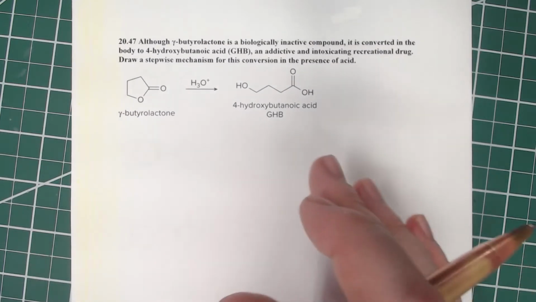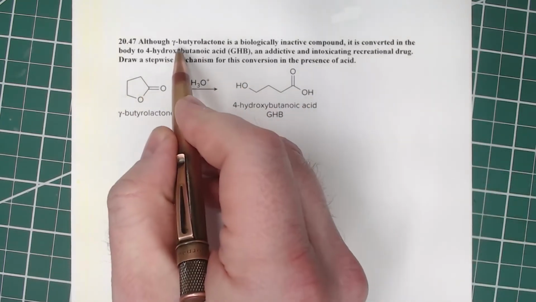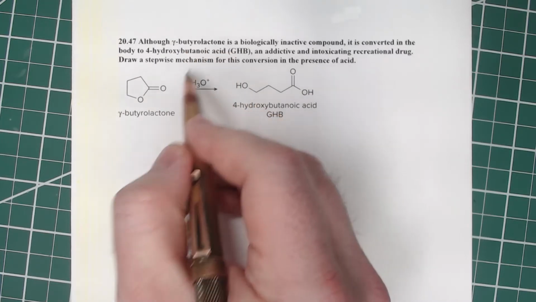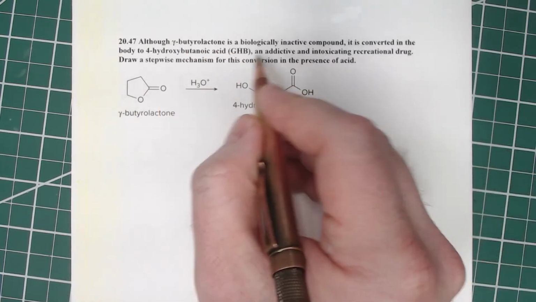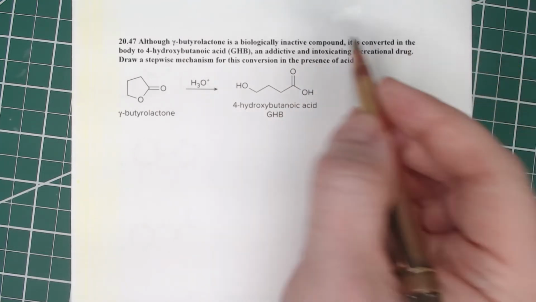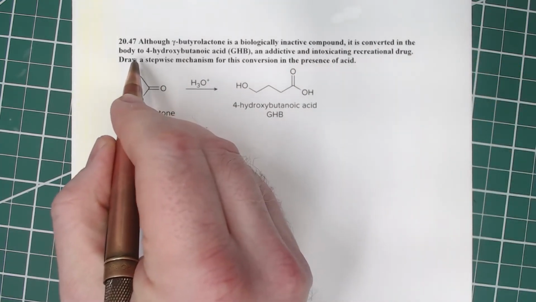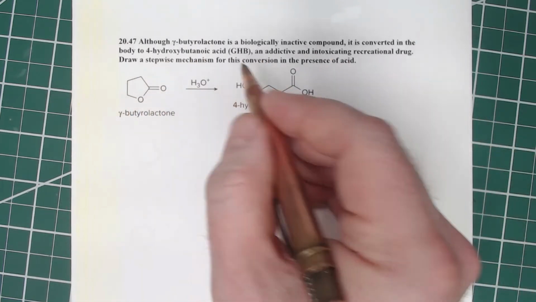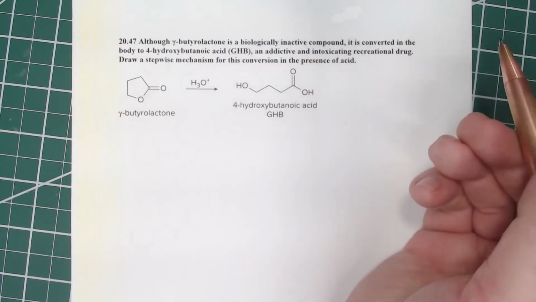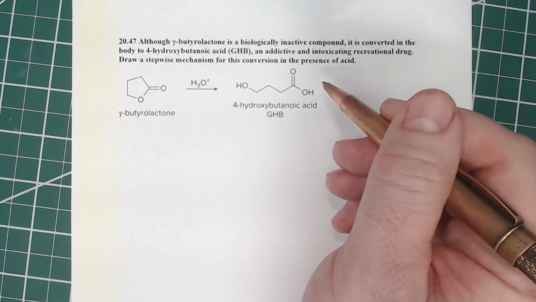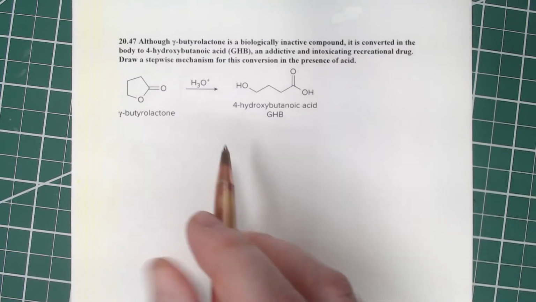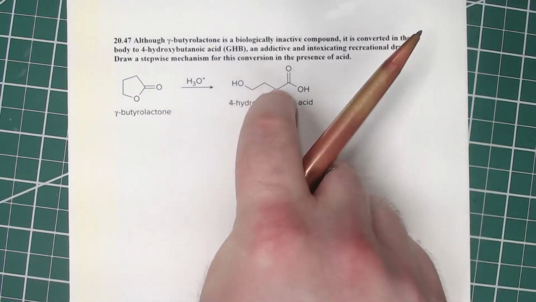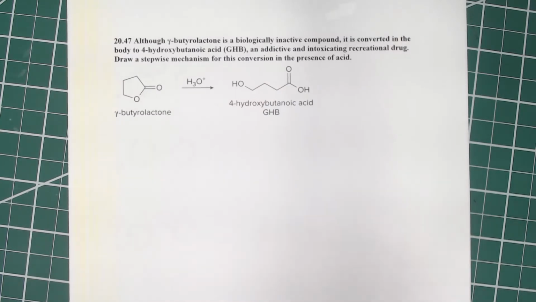And with this, we've got the gamma-butyrolactone, which is this, is biologically inactive. It is converted in the body to 4-hydroxybutanoic acid, which is this, which is also called GHB, and this is a dangerous drug. I'm going to show you how the hydrolysis of this particular ester to this dangerous drug works.